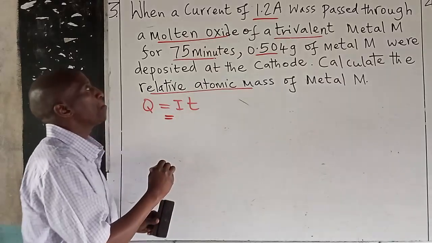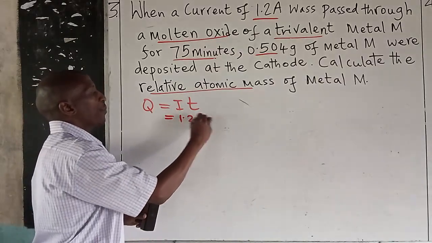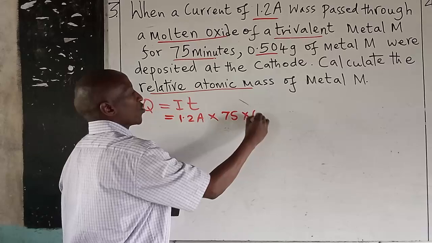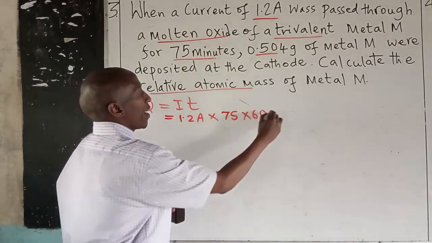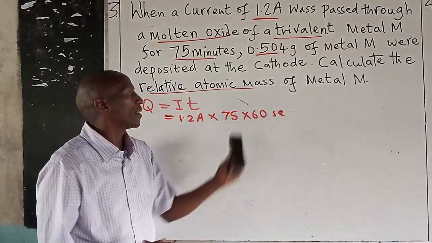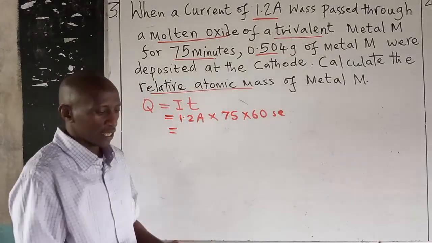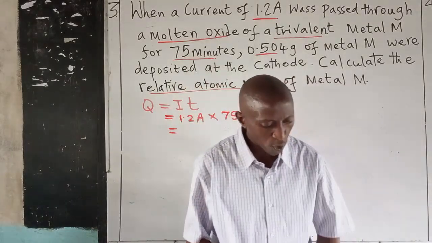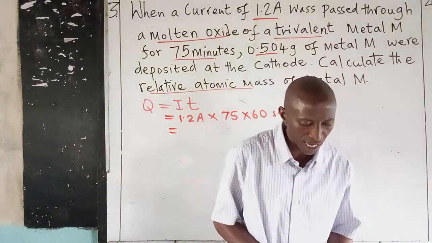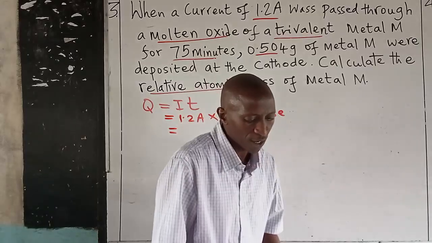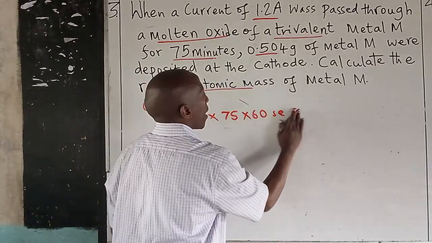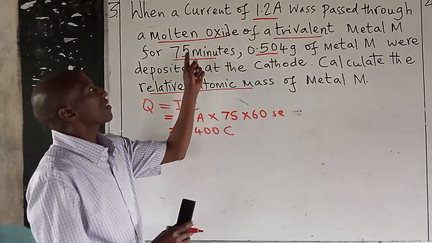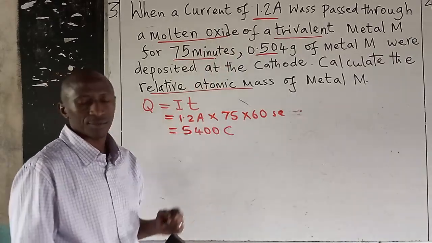Which comes to be 1.2 amperes multiplied by the time in seconds. So 75 minutes converted to seconds will be 75 times 60. Key that in on our calculators and let us get a value. What value in terms of coulombs do we get? From the calculator, I'm able to get 5,400 coulombs. So this is the quantity of electricity that was passed.